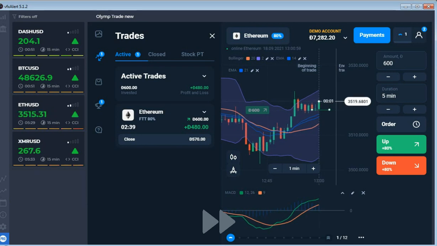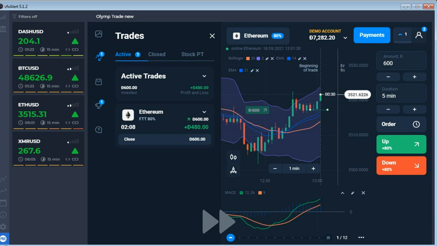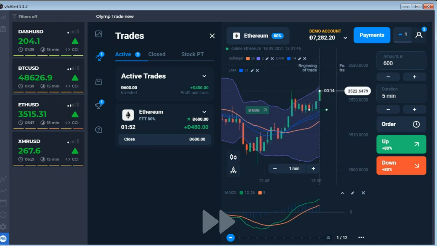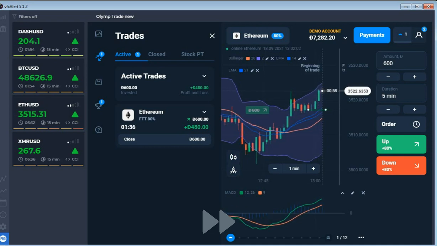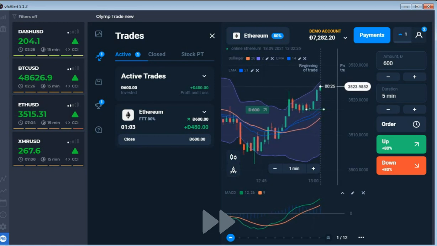The price is moving up, all the indicators confirm this. A profitable expiration will close the entire loss. Then it will be possible not to take any more risks and end the trading session.